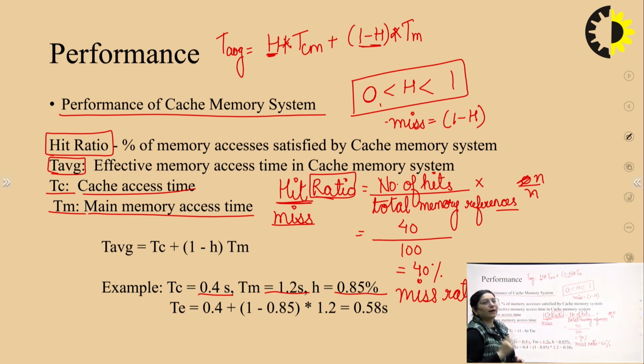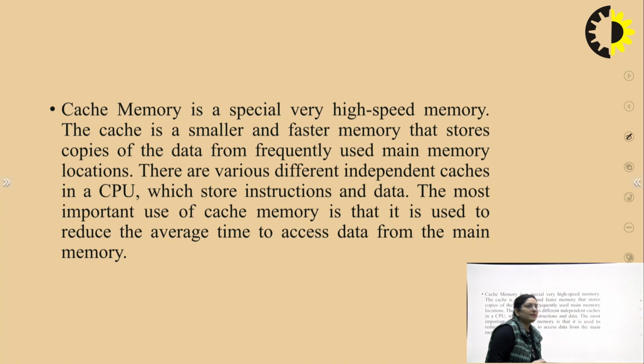That is, 85% of the time, when the CPU referred to the cache, it found the data over there. Fine. So the average time can be 0.4 plus (1 minus 0.5) into 1.2, which is the main memory access time. Fine. Now this accessing can also be of two types. We can also divide the access in two ways.